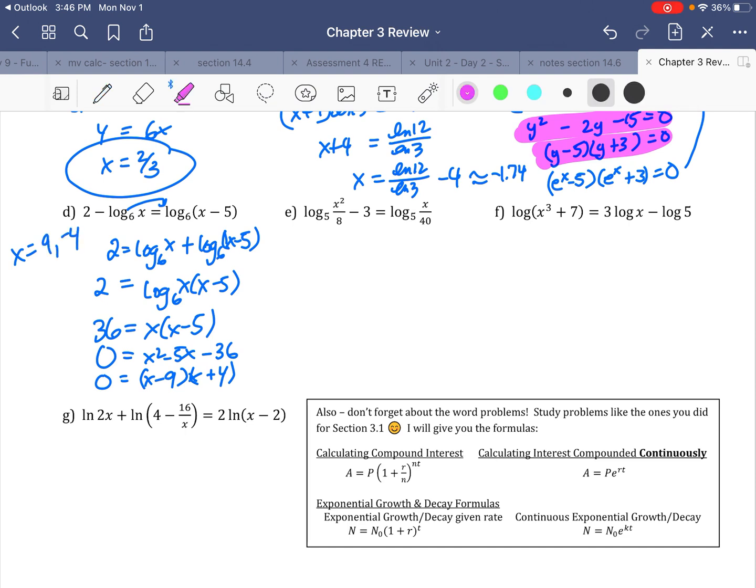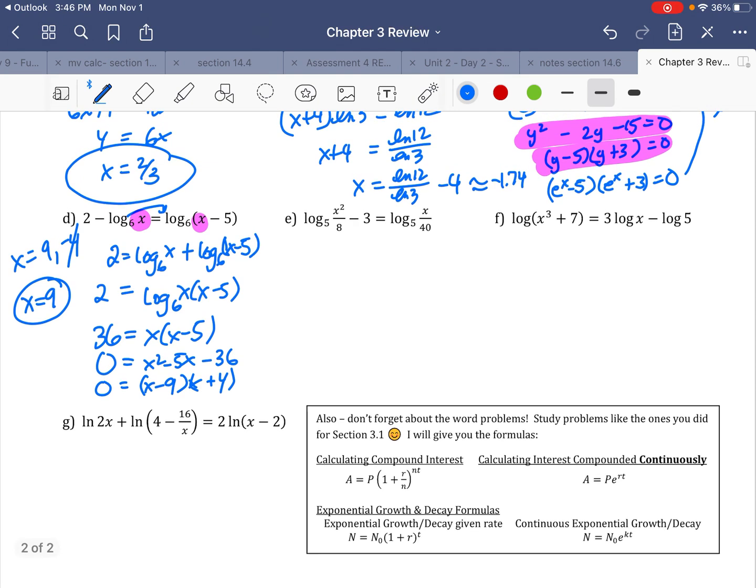But I go back and check, and I do notice that if I put a negative 4 right here, that would be bad. It would also be bad right here. But positive 9 would be perfectly fine. So negative 4 is extraneous. My only answer is 9. All right, on letter E.